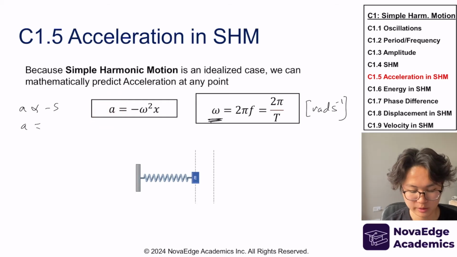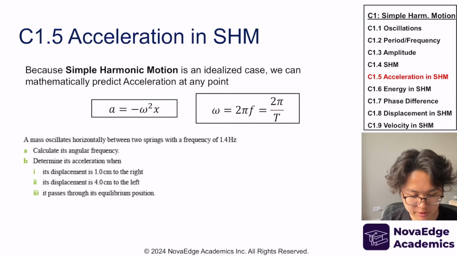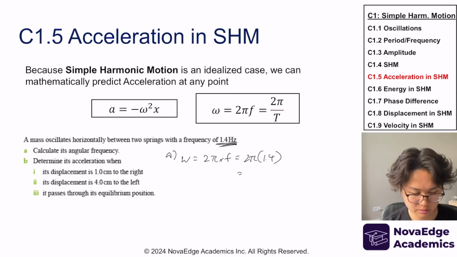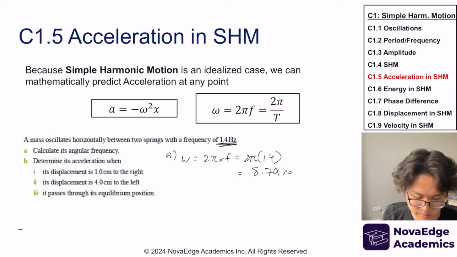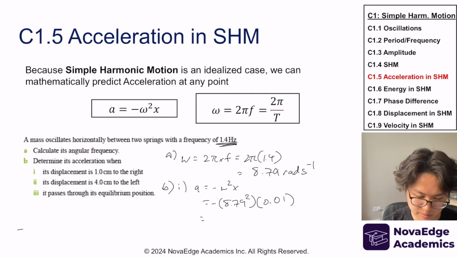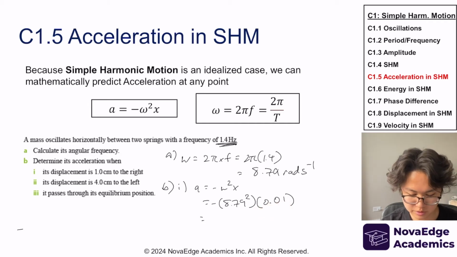Okay, perfect, right? So let's do a practice problem. Pause the video and give this one a try. Okay, so if we know the frequency, I can calculate the angular frequency, because the angular frequency is just 2 pi times f. So that equals 8.79 rad per second. Okay, and B, determine its acceleration when its displacement is 1 centimeter to the right. Always remember to convert it to meters.